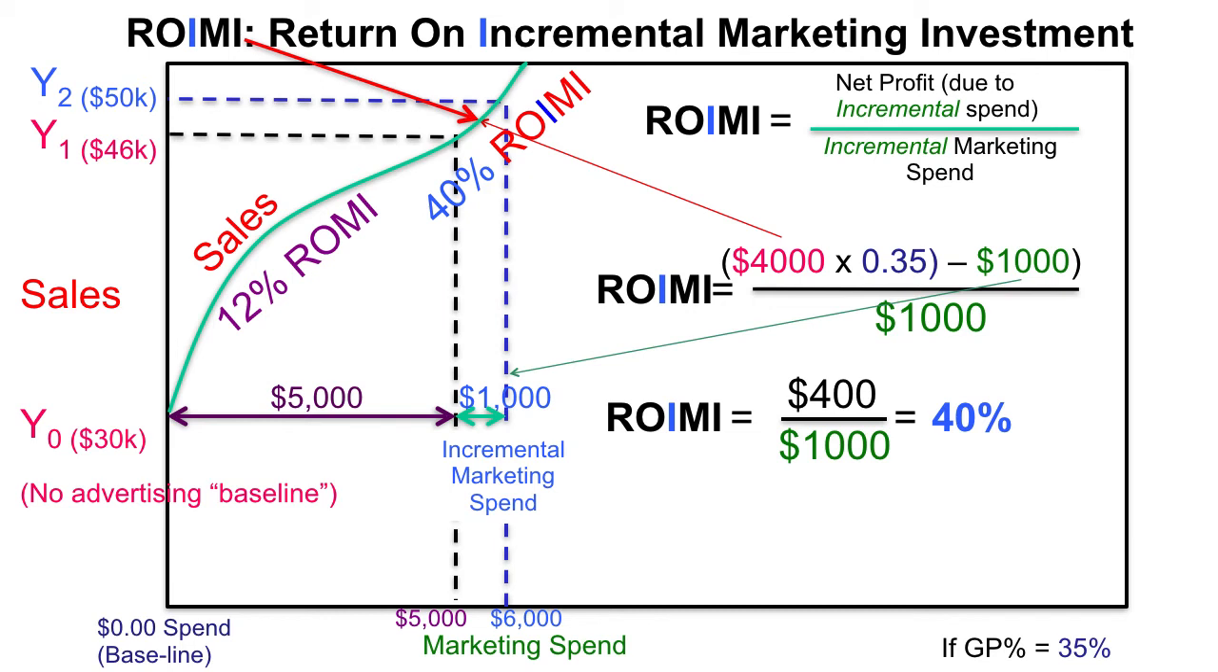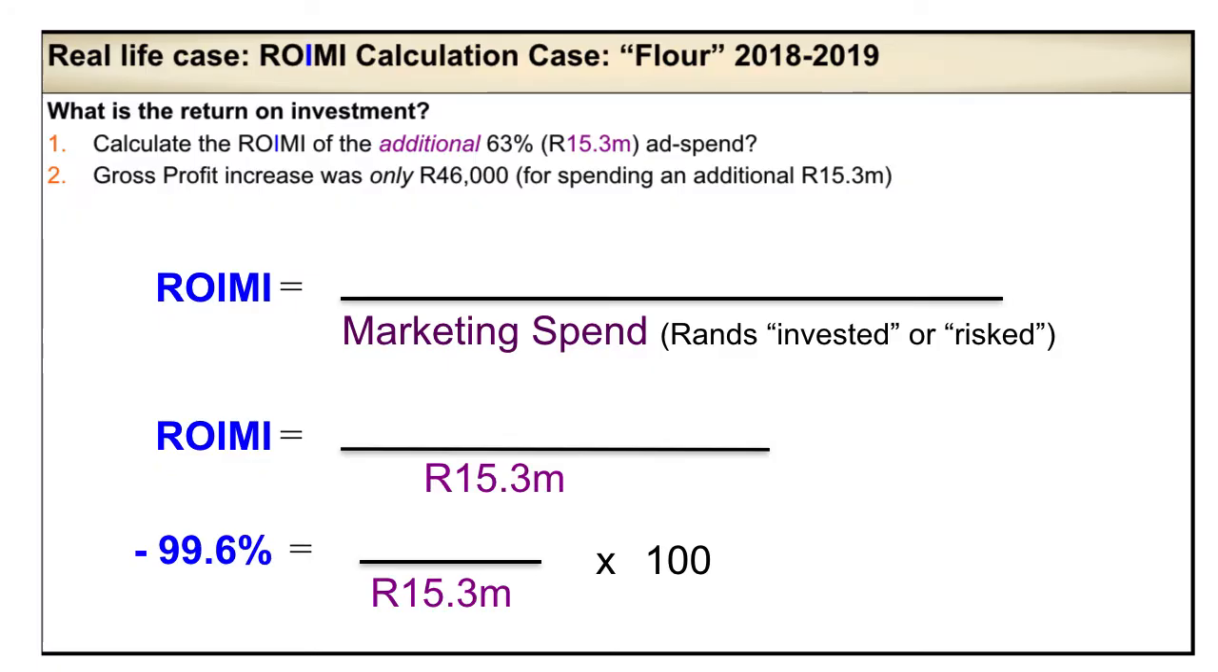Good. So let's look at a real case study. This was a case study in a very big company in South Africa. And I don't want to tell you what year it was or exactly what they were selling, but let's just call it cake flour or flour. Here we're calculating the return on incremental marketing investment. This marketing director was given an additional 15 million ad spend because she had such a good year the previous year.